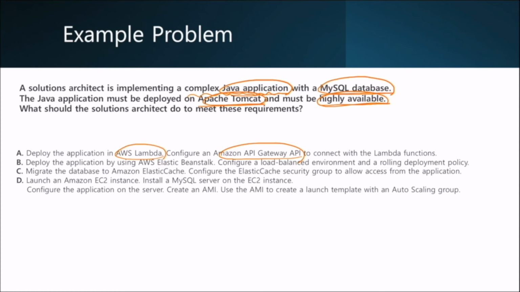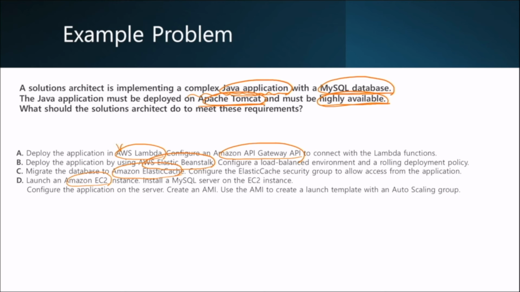And for B, deploy the application by using AWS Elastic Beanstalk. C, migrate the database to Amazon Elastic Cache. For D, launch an Amazon EC2 instance. Install a MySQL server on the EC2 instance. Configure the application on the server. Create an AMI. Use the AMI to create a launch template with an auto-scaling group.